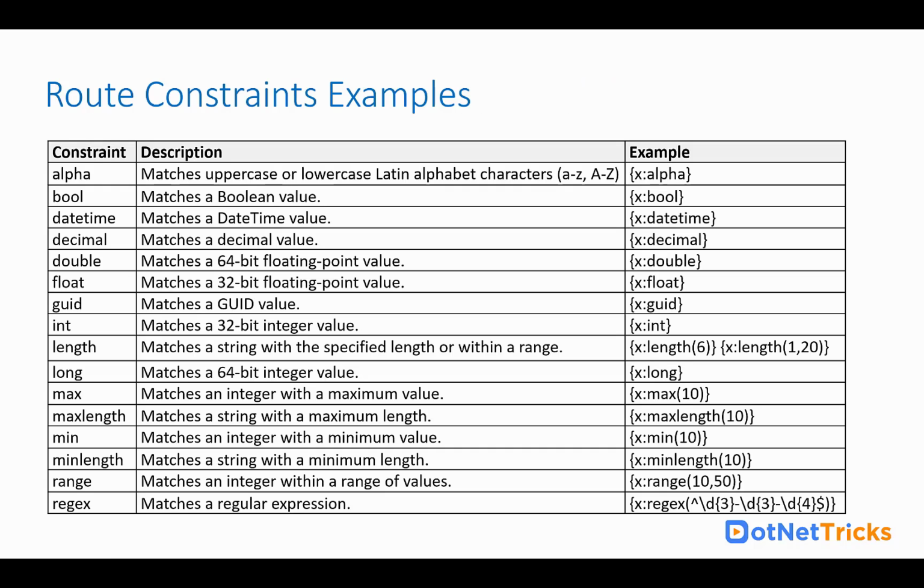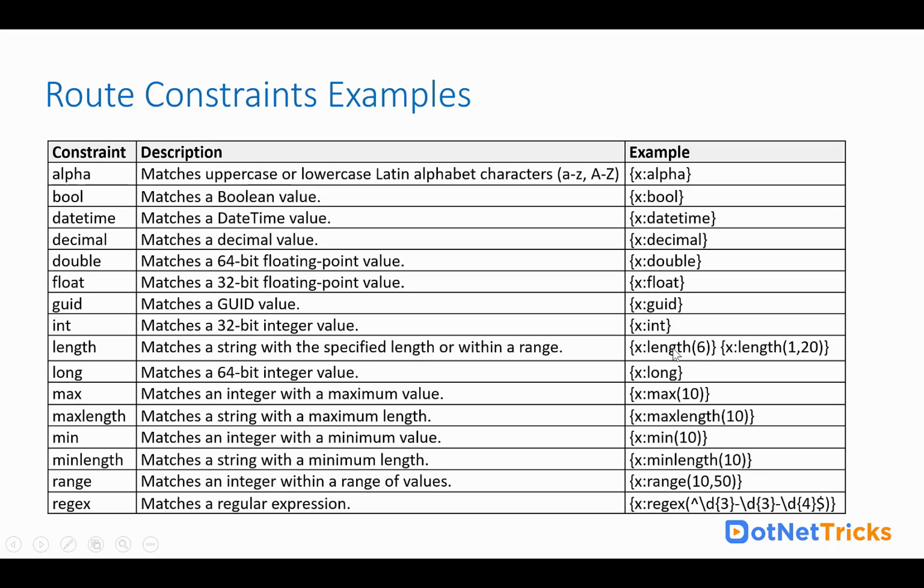We have different types of route constraints. These are the example list, and you can use one of them as per your requirement. The first one is alpha, where we can match uppercase and lowercase Latin alphabet characters. The second one is the Boolean type, if you are going to apply a restriction for a Boolean type value. Then we have datetime, decimal, double, float, GUID, integer, and we can even apply a length limitation as well.